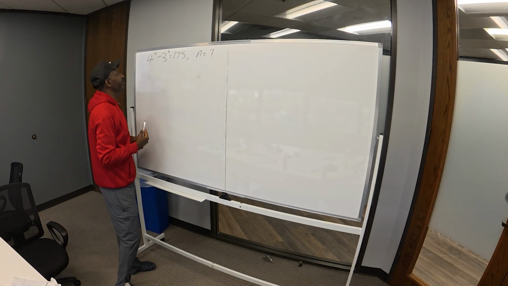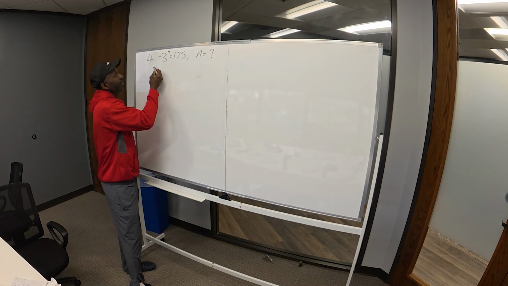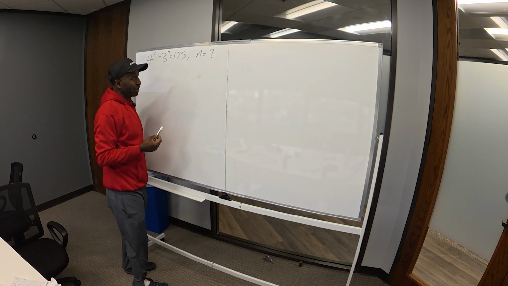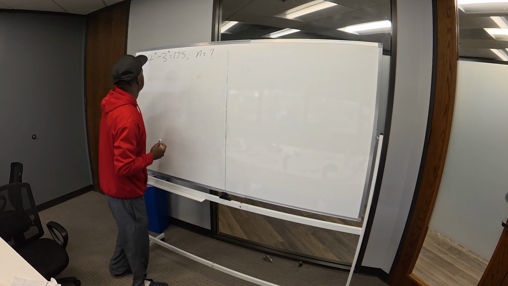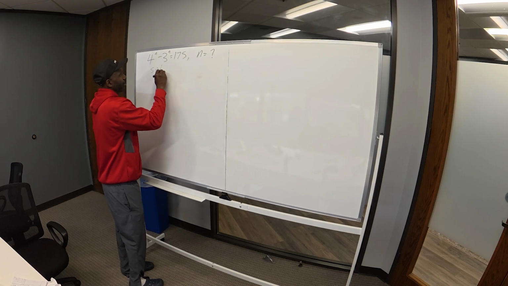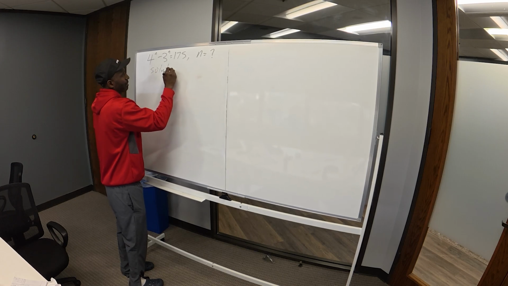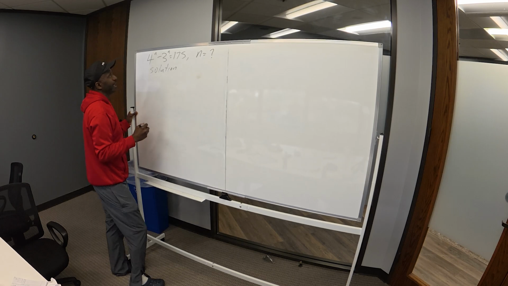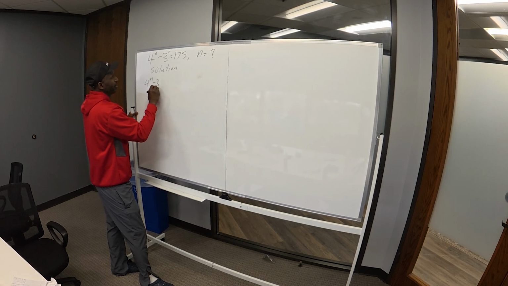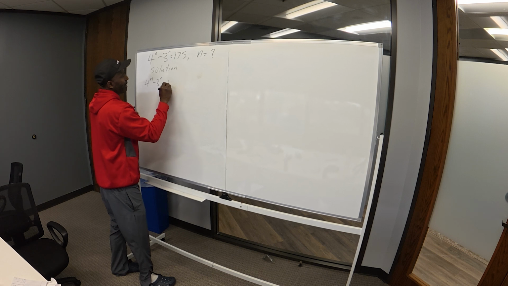Here, we are given a problem: 4 to the nth power minus 3 to the nth power is equal to 175, and they ask us to find n. All right, let's get started. Solution. Let's say 4^n minus 3^n is equal to 175.